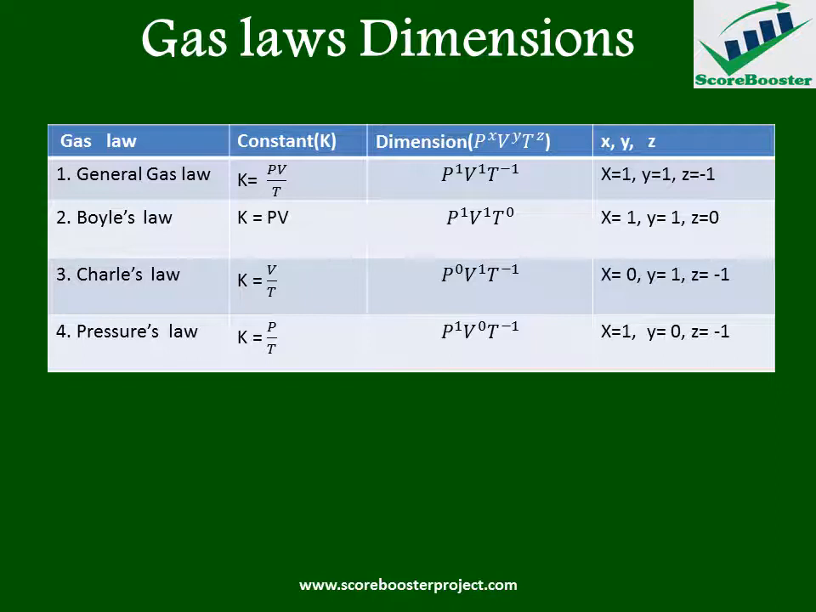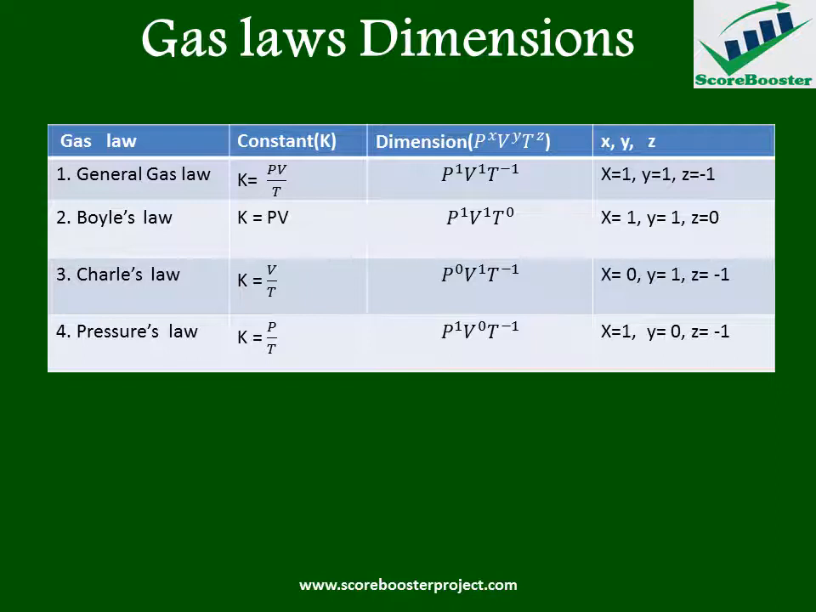here we have the Pressure law. So the Pressure law says that the pressure of a fixed mass of gas is directly proportional to the absolute temperature, provided the volume is constant. So in this case, there is no volume, since the volume is constant. So our V will be represented as V raised to power 0. Now, the constant of proportionality for the Pressure law is K equals P over T.